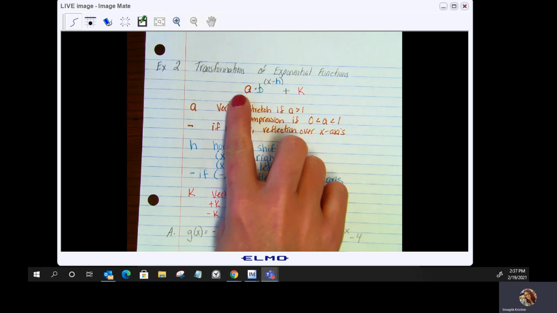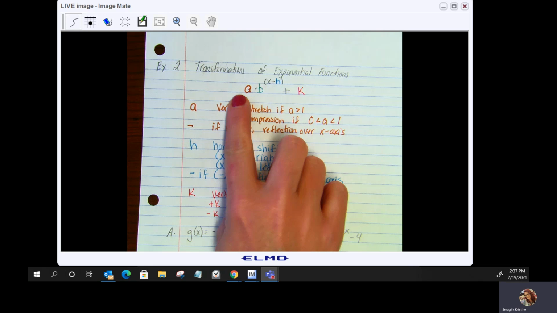Now your asymptote. So my asymptote started out at y equals 0, and I just moved the graph to the left. If I've only moved my graph to the left, I haven't done any kind of vertical movement that would change the asymptote. So my asymptote here is still at y equals 0.